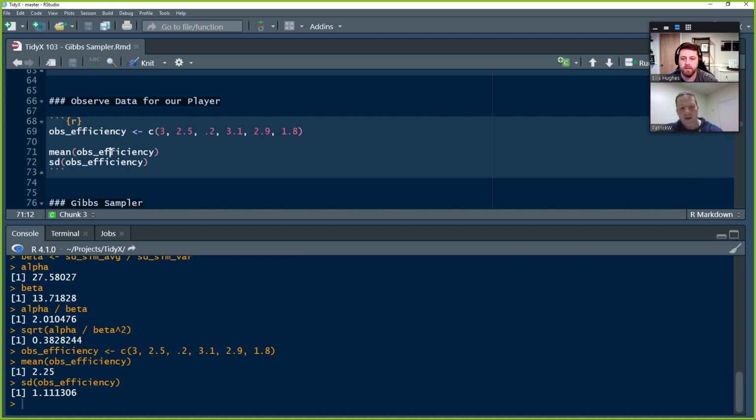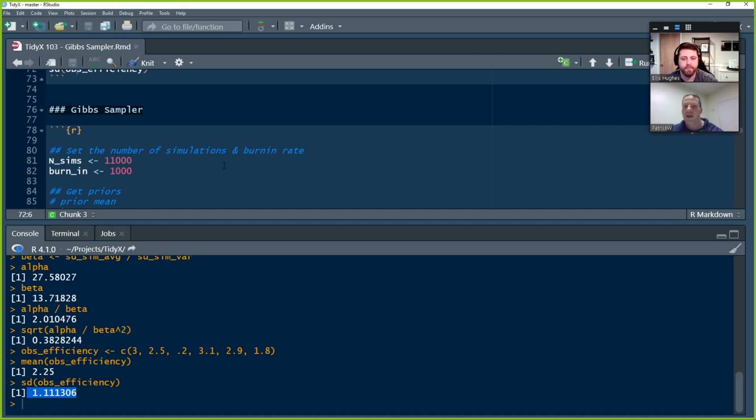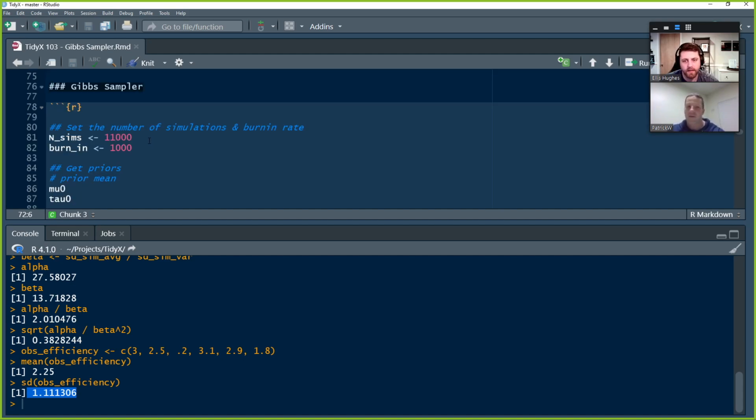And then we have a mean and a standard deviation, and he looks to be about a 2.3 with a standard deviation of 1.1. Now, 6 observations isn't very many, and we want to get a better estimate of what we think this player is, given what we know about the population, and enter Gibbs sampling.